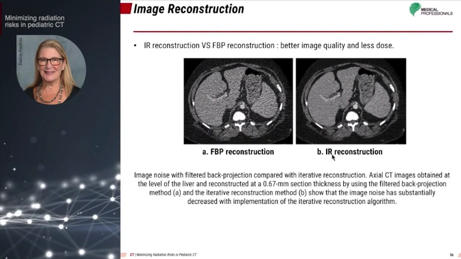The iterative reconstruction, or IR, is an algorithmic method that uses statistical and geometric models to variably weigh image data in a process that can be iteratively resolved to independently reduce noise and preserve resolution and image quality compared to standard FBP.